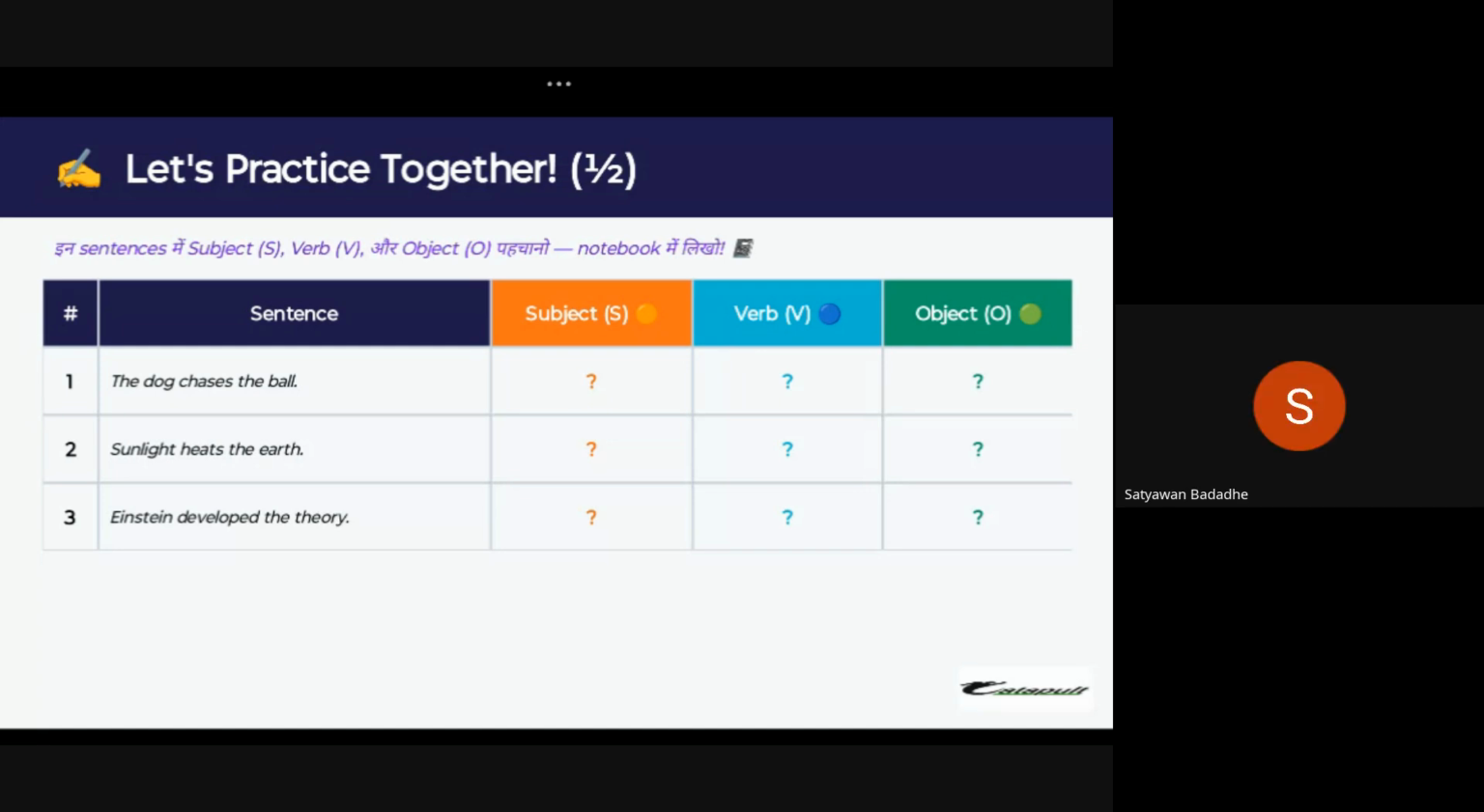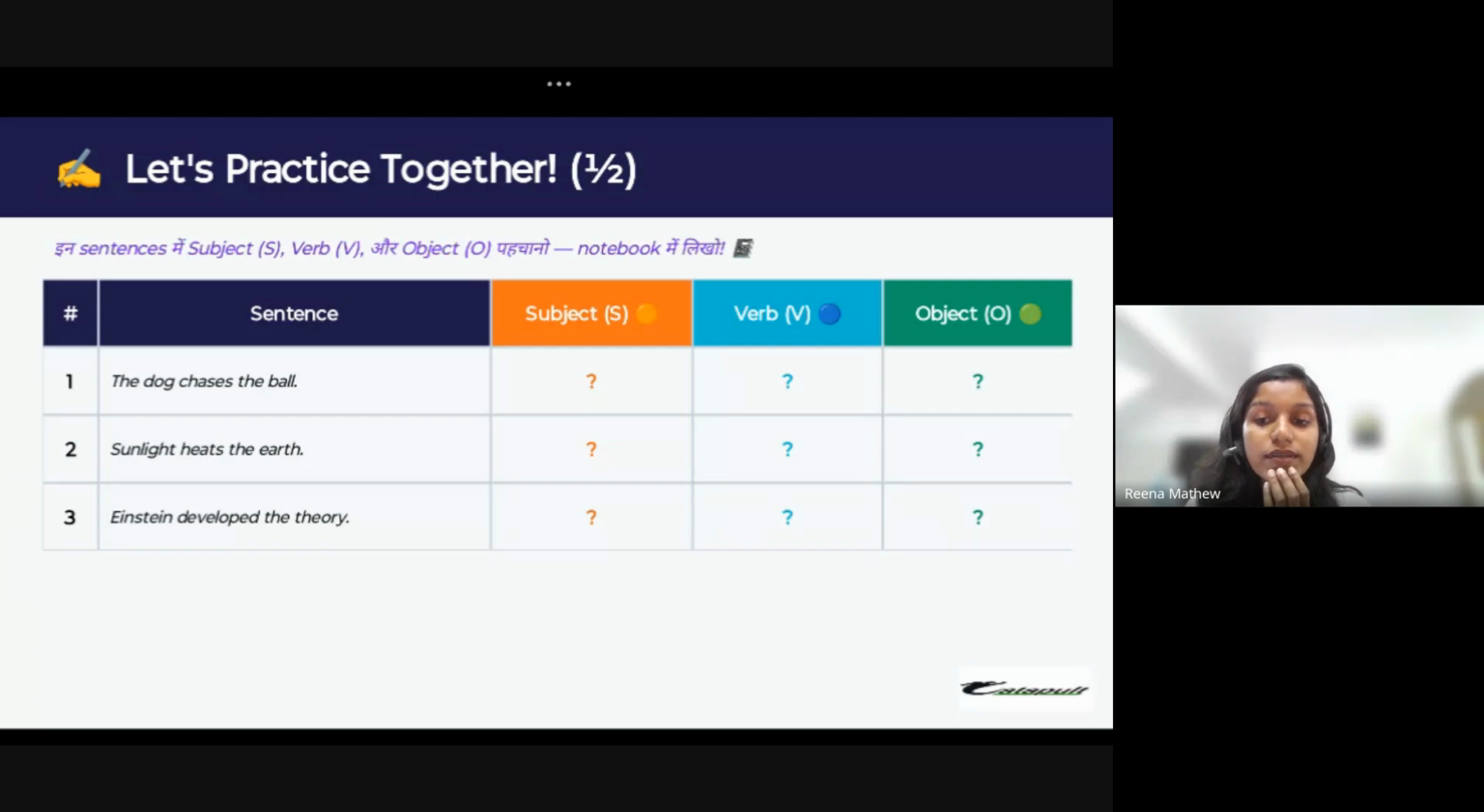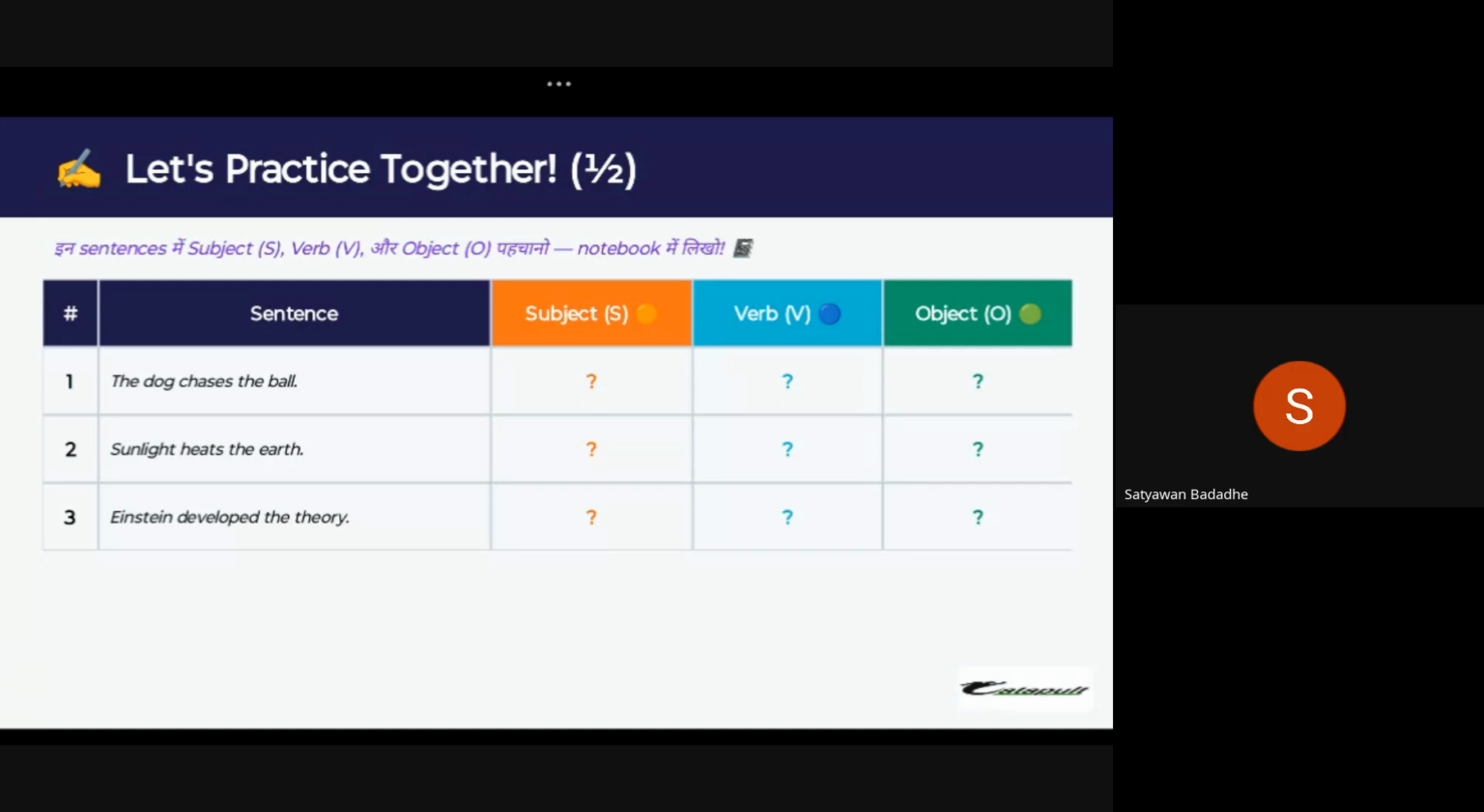Satyavan, can you mute? आता म्हणलं please mute नाही. म्हणून तिथं आता बघा असं झालं.